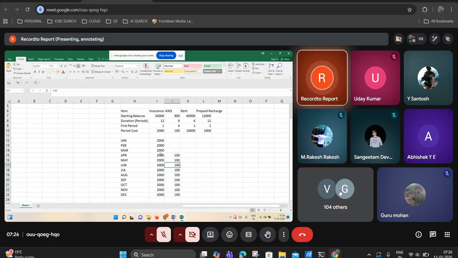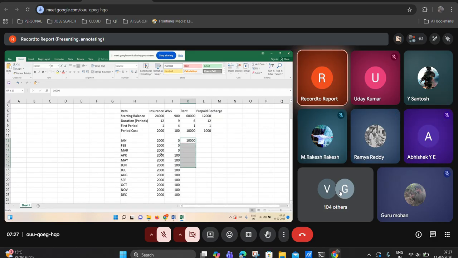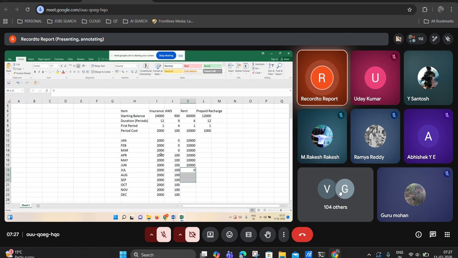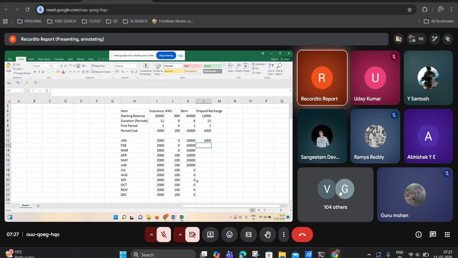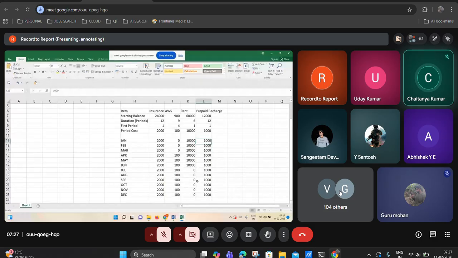Do we have any amount amortized from January to December? No. Okay. When is the starting period of rent? January. How many months is it paid? 6 months. Do we have any amount paid in advance from June? No. So prepaid recharges starts in January and runs for 12 months.